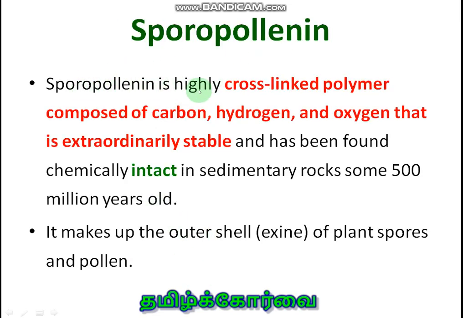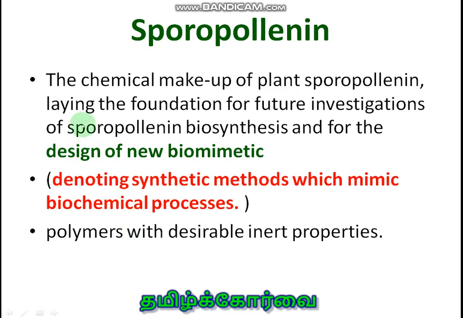Sporopollenin. Sporopollenin is a highly cross-linked polymer composed of carbon, hydrogen, and oxygen that is extraordinarily stable and has been found chemically intact and also inert in sedimentary rocks some 500 million years old. So in these rocks also they are present in intact condition, protecting the pollen grains. They are not damaged.